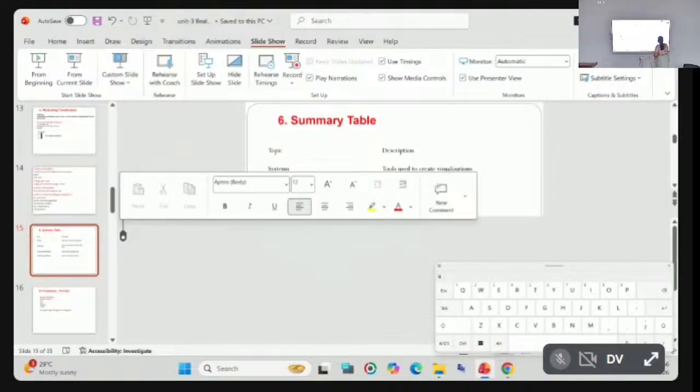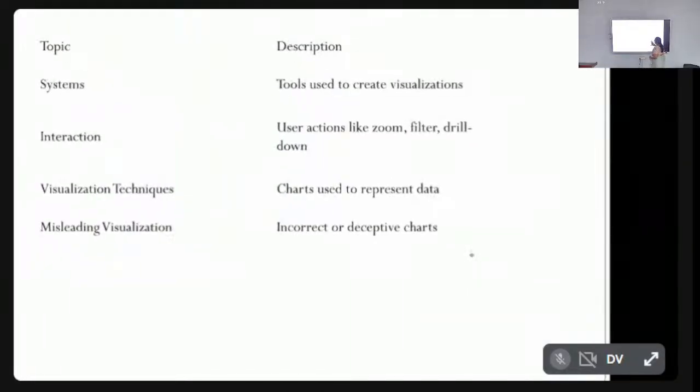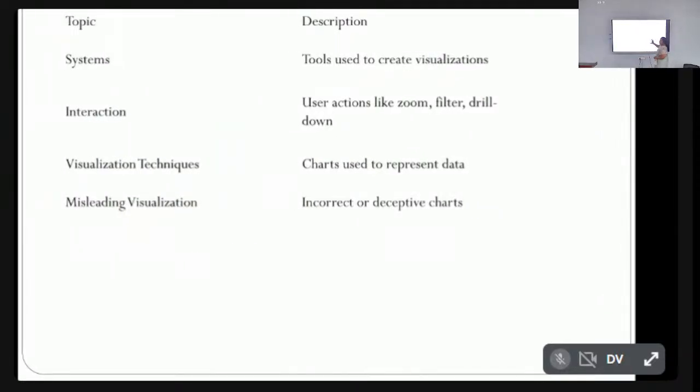Yes, stop talking. Now what have we done here? Don't write. What is this? We have used the systems to create visualization, right? What do you mean by interaction? It is nothing but using actions like zooming, filtering, drill down, right? Next, what are the visualization techniques? You are using charts to represent the data. And how are you misleading information? By giving you incorrect or misleading information or deceptive data, right?